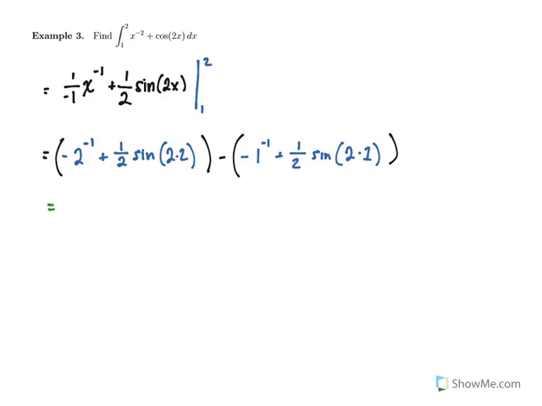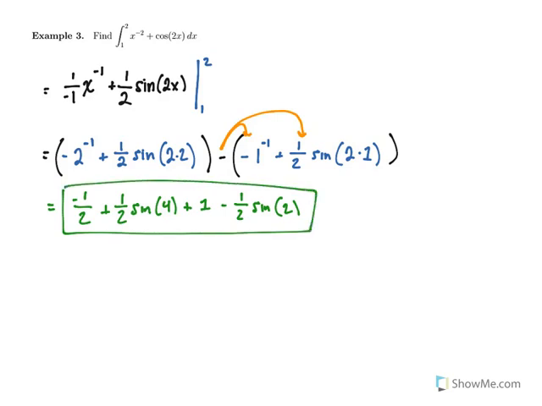Putting it all together, this is going to be negative 1/2 plus 1/2 sine of 4 plus 1 minus 1/2 sine of 2. Note that I did some distribution of this negative to both terms, and this is a complicated number that we get out at the end.